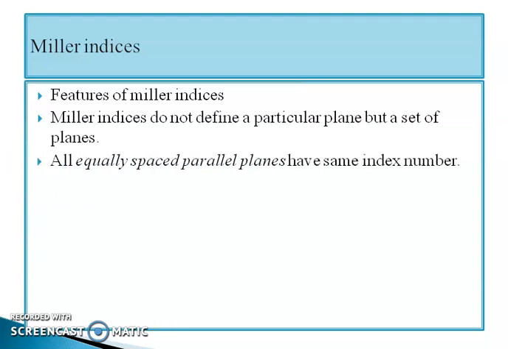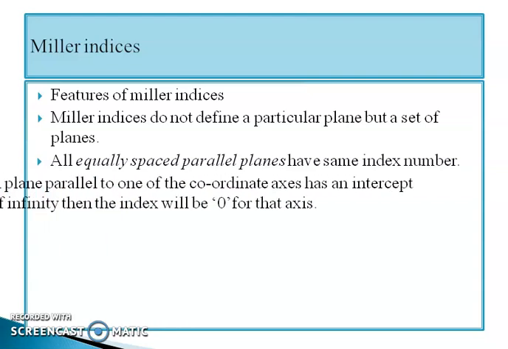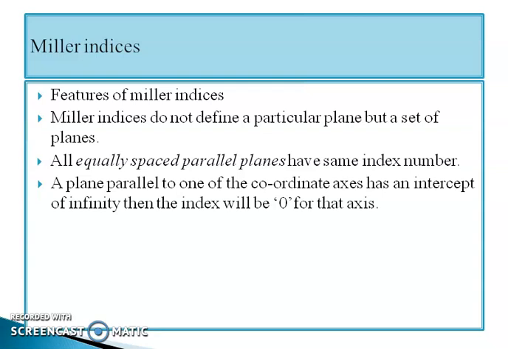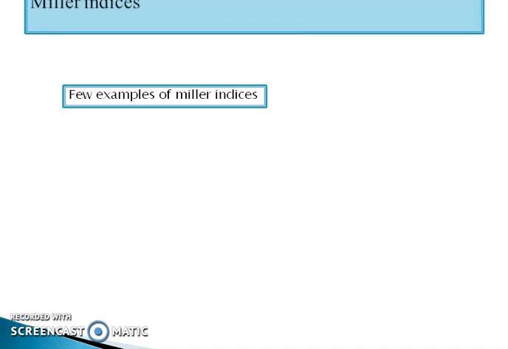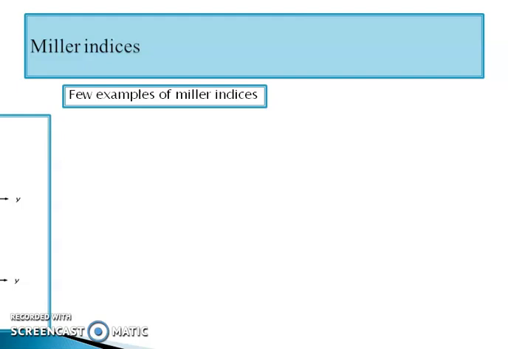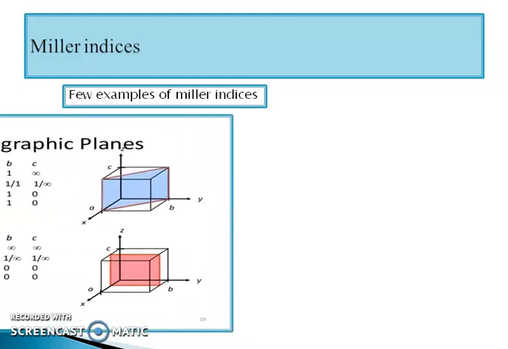Equally spaced parallel planes, the word important, parallel planes have the same index number. A plane parallel to one of the coordinate axes has an intercept of infinity. Then its index is 0. We will see a few examples of Miller indices.